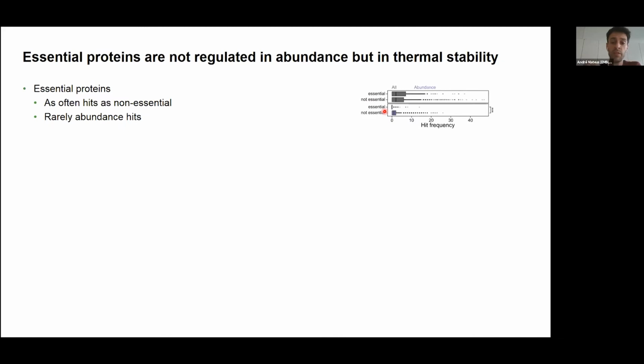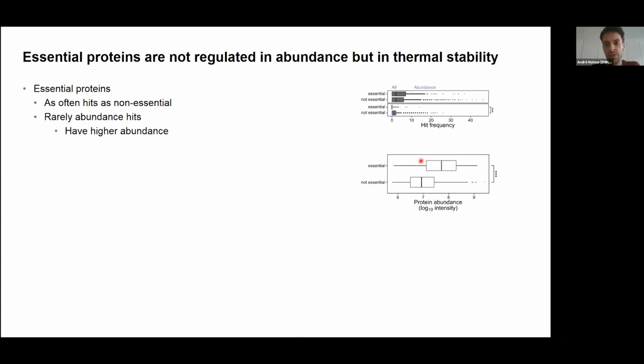But if we separate this in terms of abundance, we see that essential proteins change very rarely in their levels, which together with the fact that they are expressed at higher levels is consistent with the housekeeping rule. So they're just expressed all the time at high levels, and their levels are never regulated. However, if we look at it in terms of protein thermal stability, we actually see that essential proteins tend to be regulated more commonly than non-essential proteins. So it seems that the cell has a way to regulate the activity of these proteins at some post-transcriptional level.